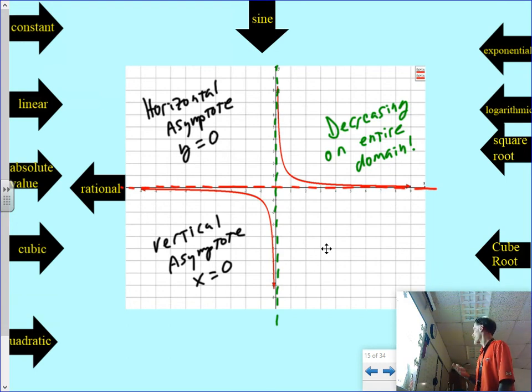The other functions are pretty straightforward. There's no asymptotes on the other functions. The only ones that have asymptotes are exponential, logs, and rationals. And the intercepts on the rest of them are at 0, frankly. So you don't have to know a whole lot about those.